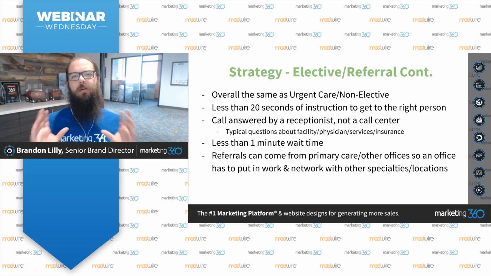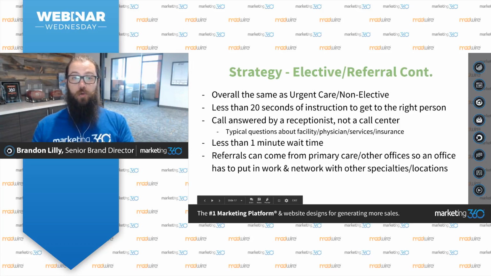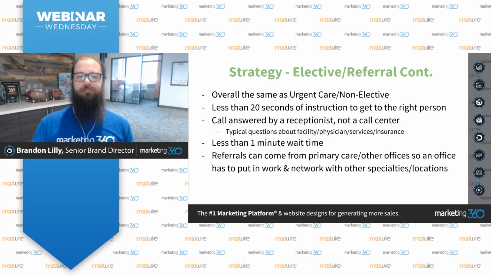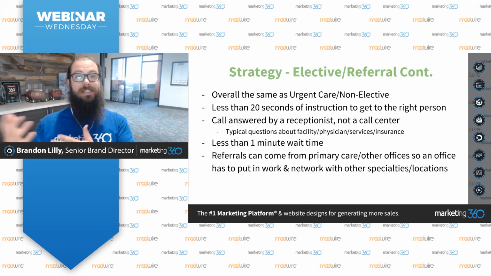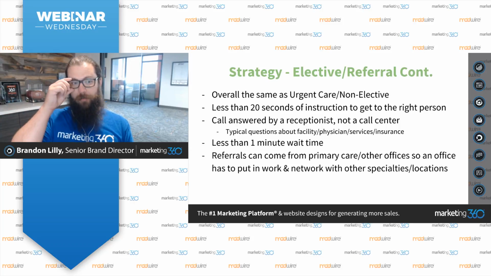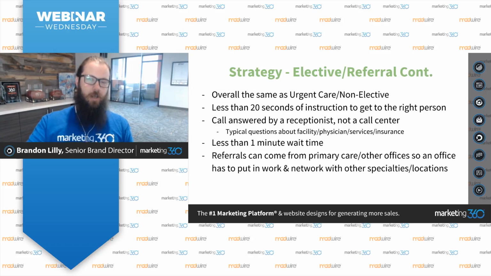Again, the strategy kind of remains the same across all three of them. We add a little bit more on the organic and the social side when we're talking about the non-elective and the elective versus urgent care. And for elective and referral, we're talking a little bit more emphasis on things on the site. But overall, the marketing strategy remains very similar. Let's go ahead and move down.